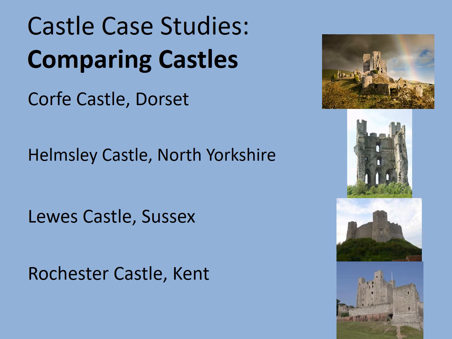3 of these castles are stone keep castles: Corfe Castle, Helmsley Castle, and Rochester Castle. 2 of them were destroyed at the end of the English Civil War. Corfe Castle and Helmsley Castle are both ruined because they were deliberately slighted or blown up to prevent them being used in battle again. Lewes Castle is something of an odd one out.